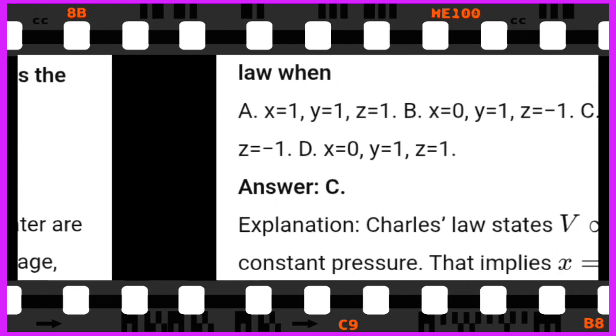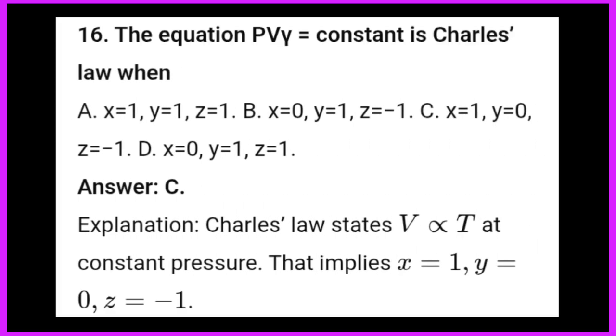16. The equation PV^γ equals constant is Charles's law when A. X equals 1, Y equals 1, Z equals 1. B. X equals 0, Y equals 1, Z equals -1. C. X equals 1, Y equals 0, Z equals -1. D. X equals 0, Y equals 1, Z equals 1. Answer C. Explanation: Charles's law states V ∝ T at constant pressure. That implies X equals 1, Y equals 0, Z equals -1.